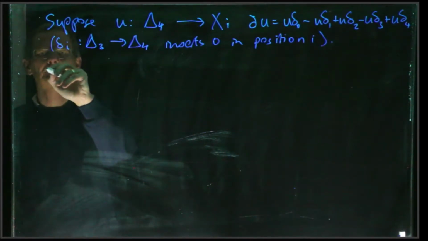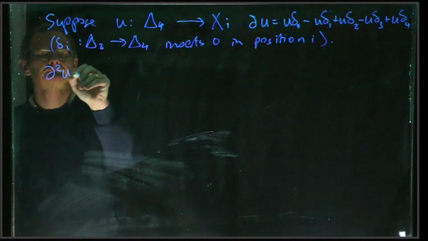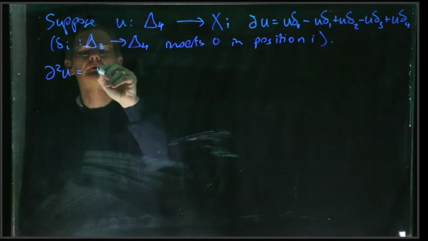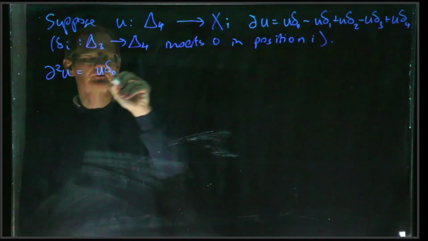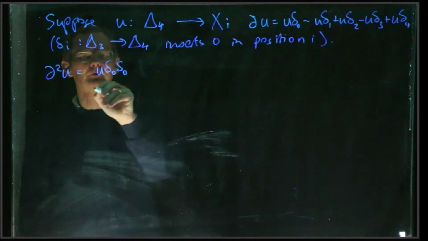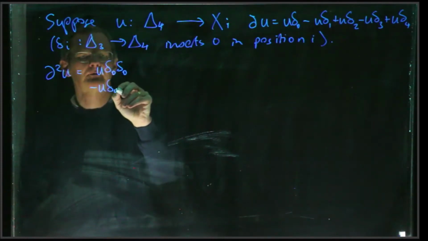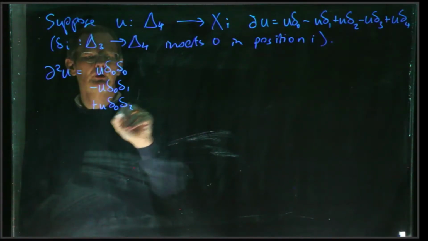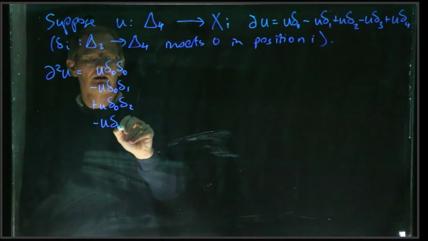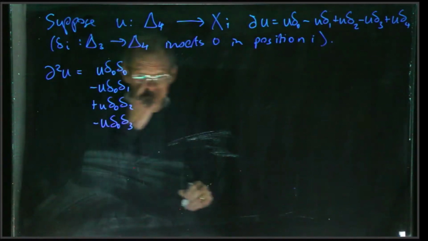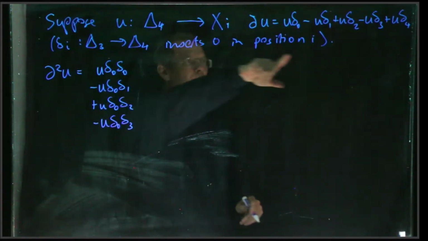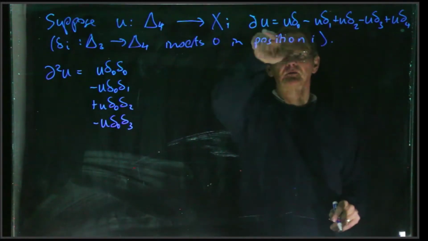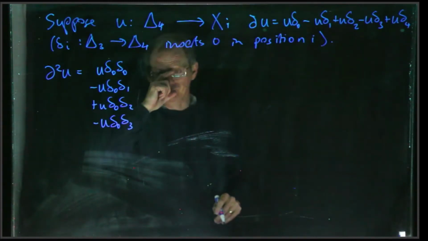And so if we look at d squared u, well, we have to take d of this first term, u delta_0. So to take the boundary of that, we compose with delta_0, then you do minus u delta_0 delta_1 plus u delta_0 delta_2 minus u delta_0 delta_3. Notice here we stopped with delta_4 because we had a 4-simplex, but once you've done this d, you're down to 3-simplices, so you stop at 3.